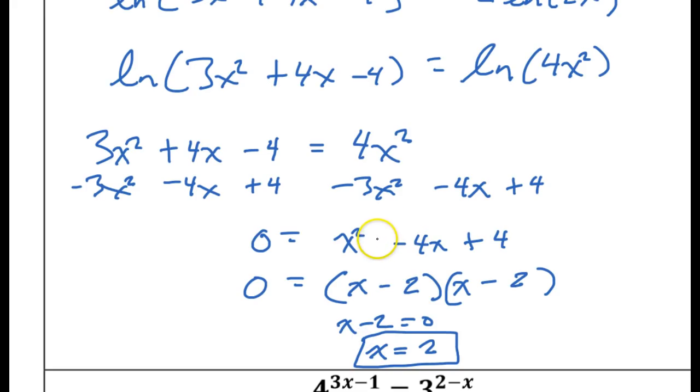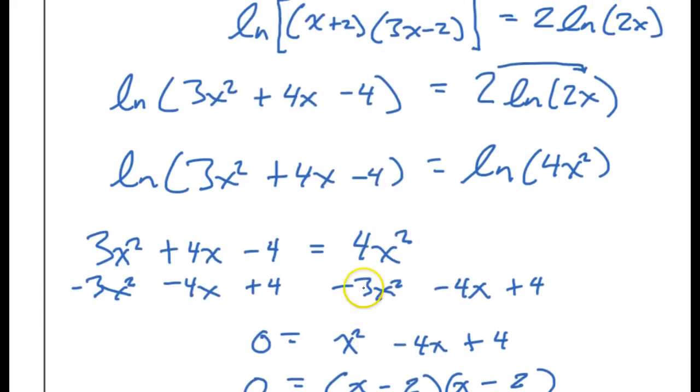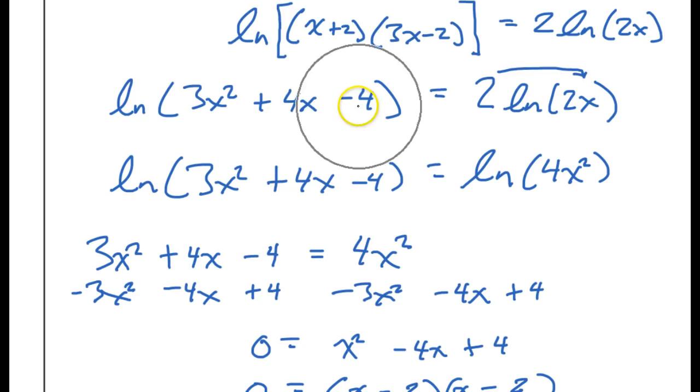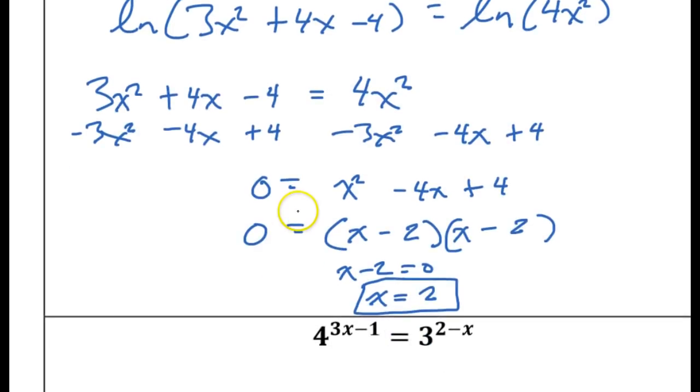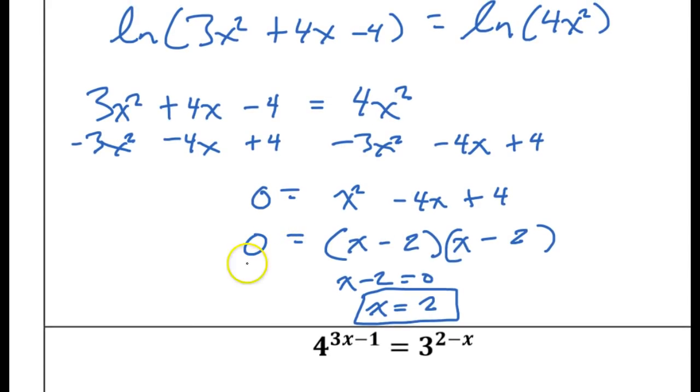We just need to make sure that substituting 2 back into the original equation doesn't give us a negative number. You can't take the log of a negative number, or 0. If you put 2 in here, that's 4, so that's fine. If you put in 2 here, that's going to be 12, and then that's going to be added to 8, so that's 20 minus 4, so that's 16, so that's fine. Alright, so the answer is x equals 2.